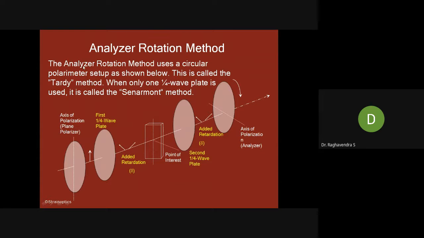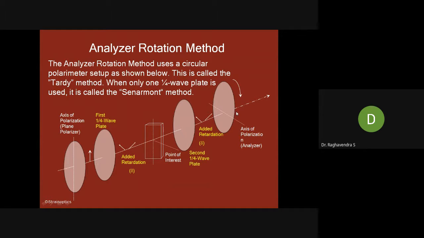Here the analyzer rotation method uses a circular polarimeter setup. Circular polarimeter means this is a one plane polarimeter. From this quarter plate, through the material, it will go to the second quarter plate. Here they'll keep the axis of polarization just perpendicular to this, just opposite to this. They use this when only one quarter wave plate is used. It is called Senarmont. If you use only one quarter plate here, instead you remove this, and mount one quarter plate, then it is called analyzer rotation.